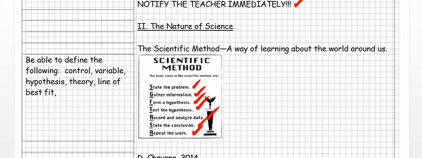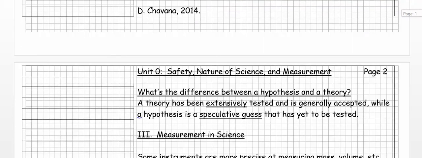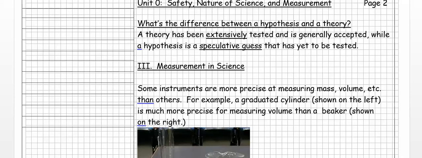We're going to talk a little bit about the differences between the hypothesis and the theory, but let's just go ahead and take care of that now. What's the difference between a hypothesis and a theory? Well, a theory has much greater strength. A theory has been extensively tested and is generally accepted, while a hypothesis is a speculative guess.